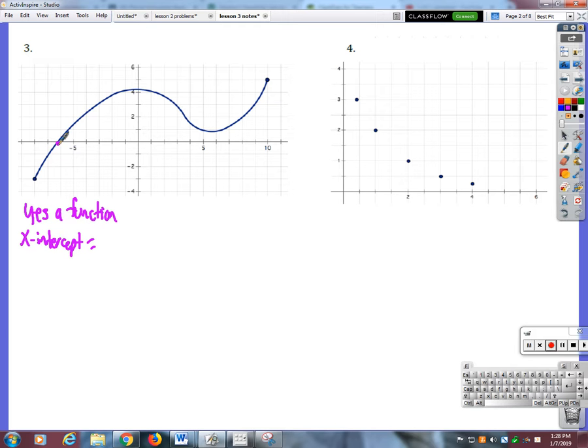Right, here? Yeah, no, right where it crosses the x-axis. So what is that? Negative 6-ish. Might be a little less than that, but we'll call that one good. How about y-intercept? No, now we're crossing the y-axis.